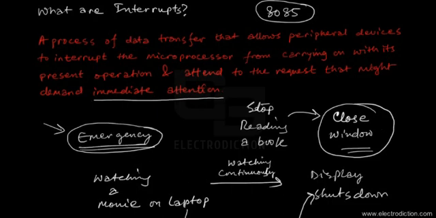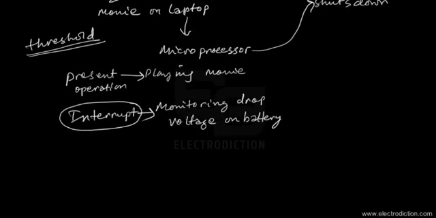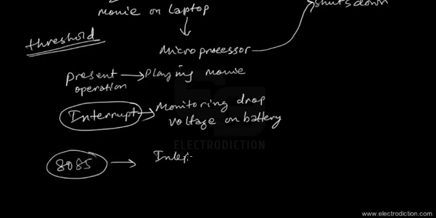Okay, so now the question is, how does a microprocessor like the 8085 get interrupted? On any kind of microprocessor, not only the 8085, the interrupt facility is present in almost all types of processors. Talking about the 8085, it has some pins. It has interrupt pins, and these pins are used in order to interrupt the 8085.